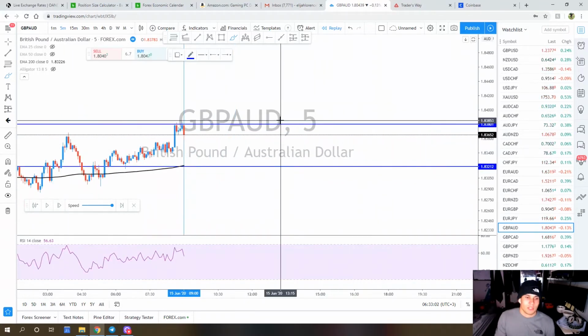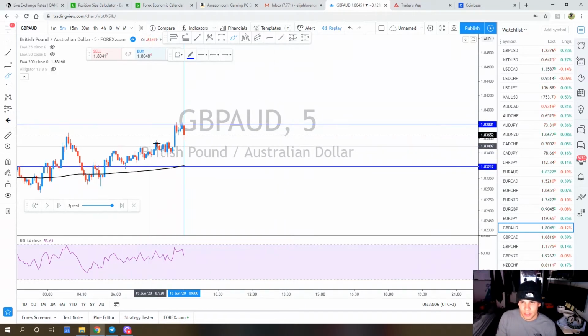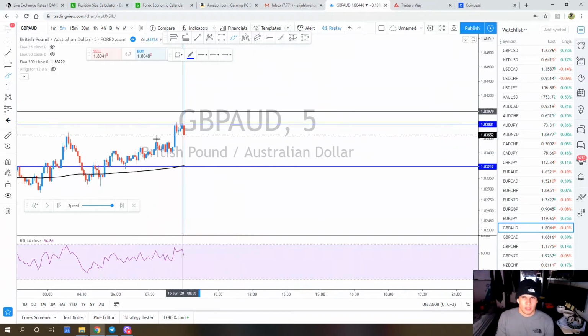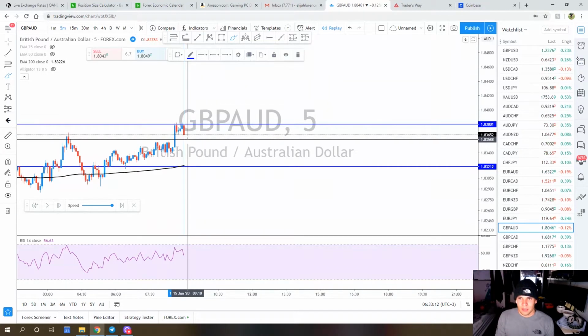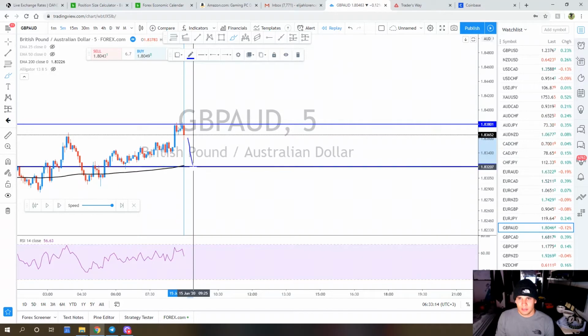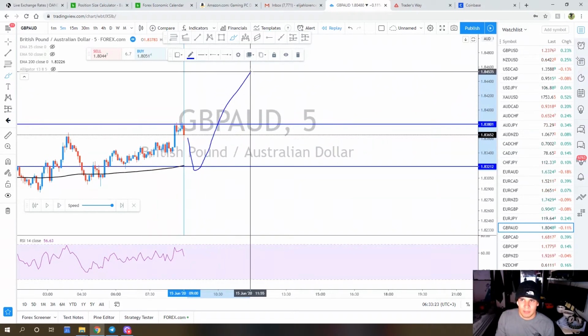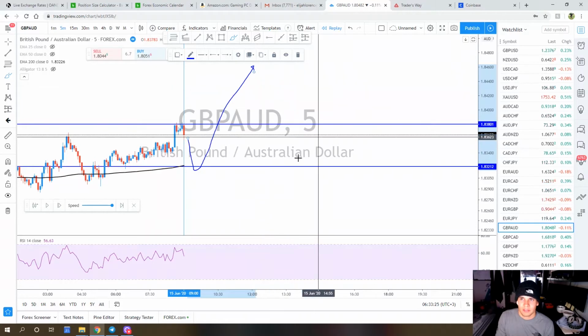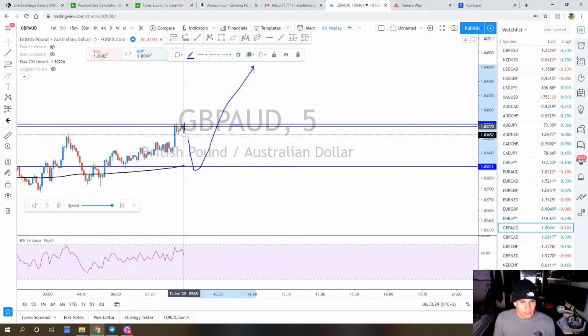So what the banks want to do, they come in at the beginning of the London session. New traders might be trying to trade this uptrend. So what the banks would want to do is come down right here, just past where new trader stop losses would be, stop them out, take their money, reverse the market back up, and keep going, just like that. And what you want to do is take advantage of that.